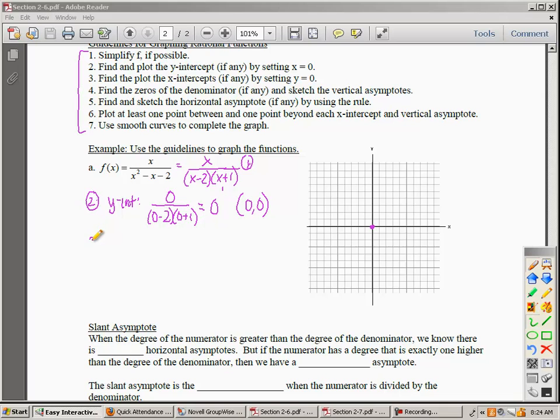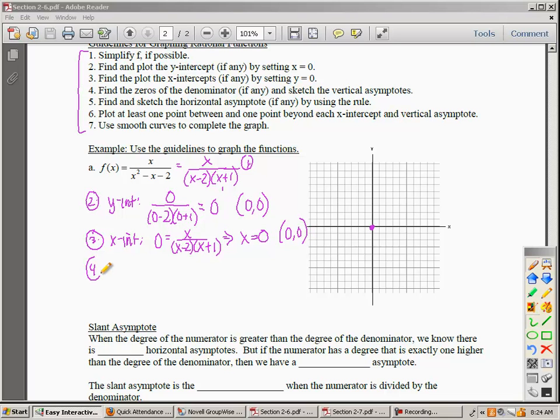Number 3 is to find the x-intercept. And so I'm going to set my fraction equal to 0. Now let's be honest. How do I get a fraction to equal 0? When the numerator equals 0. So when my numerator equals 0, my fraction will be 0. Therefore, look at it, it's the same intercept. It's at the origin. Okay, so I found both my x and my y-intercepts.